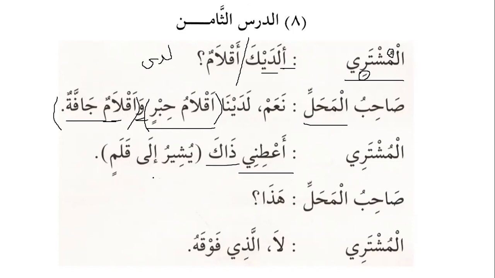Like what? Yushiru ila qalamin, he points towards a pen. Ashara yushiru isharatan, to point towards something. So yushiru ila qalamin, he points towards a pen. Dhaka is used for something at a middle distance, not very far and not very near. If something is near, we say hada. If something is far away, we say dhalika. And if the distance is in the middle, then we use dhaka.